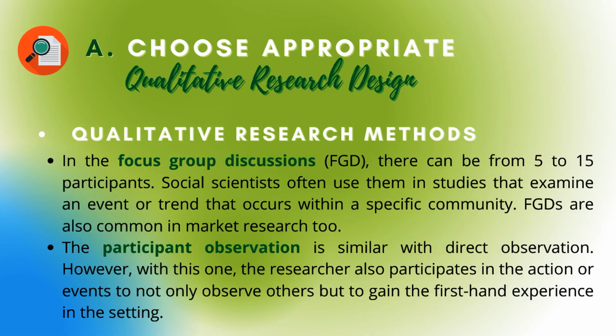In focus group discussions, FGD, there can be from 5 to 15 participants. Social scientists often use them in studies that examine an event or trend that occurs within a specific community. FGDs are also common in market research too. Participant observation is similar to direct observation. However, with this one, the researcher also participates in the action or events to not only observe others but to gain first-hand experience in the setting.